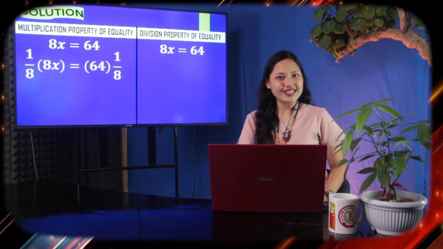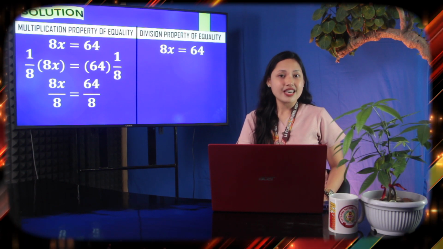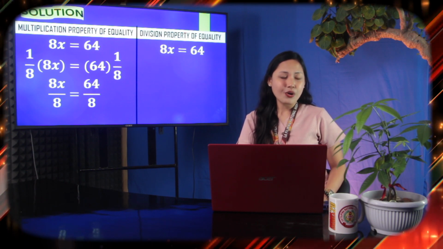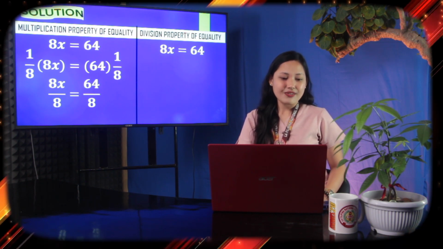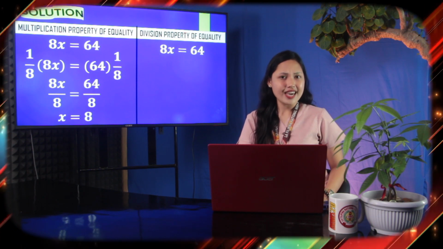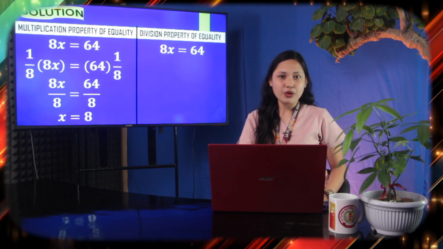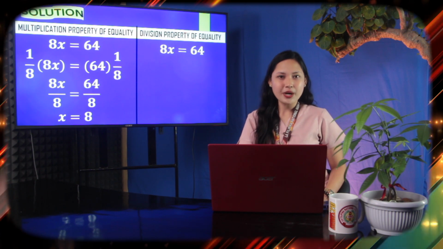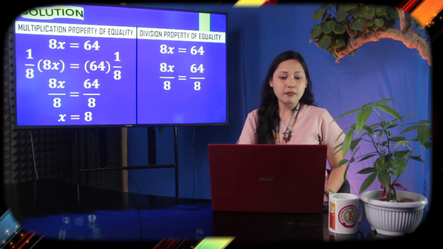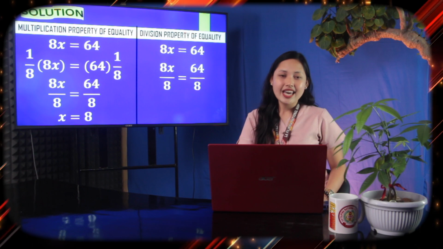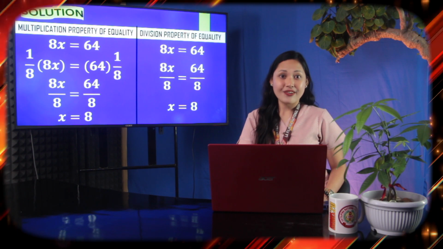So we have 1/8 times 8x equals 64 times 1/8. And 8x times 1/8 equals 8x over 8, and 64 times 1/8 equals 64 over 8. And 8x over 8 equals x, and 64 over 8 is 8. So we have the value of x here, 8. And if you are using the division property of equality, we have 8x equals 64. We divide both sides by the coefficient of x, which is 8. So 8x divided by 8 equals 64 divided by 8, and 8x divided by 8 equals x, and 64 divided by 8 equals 8.